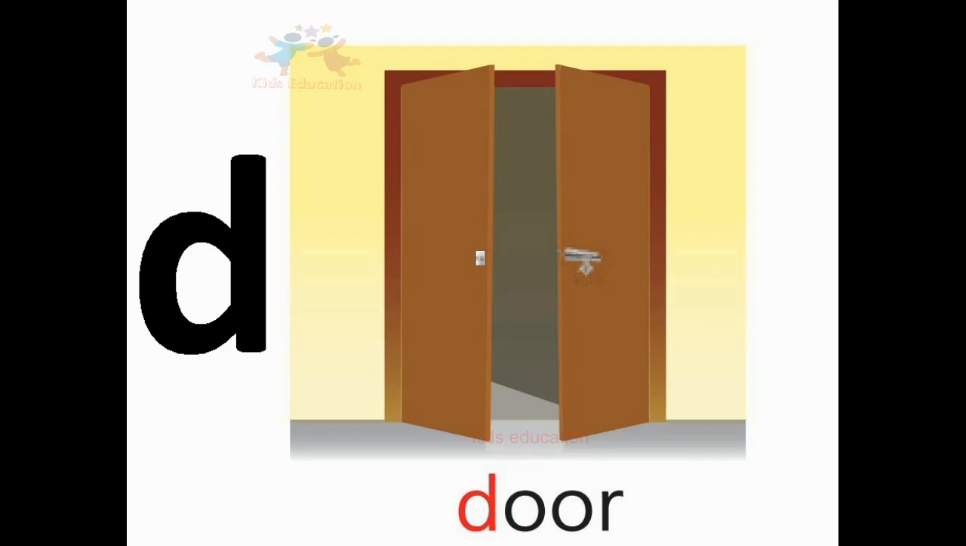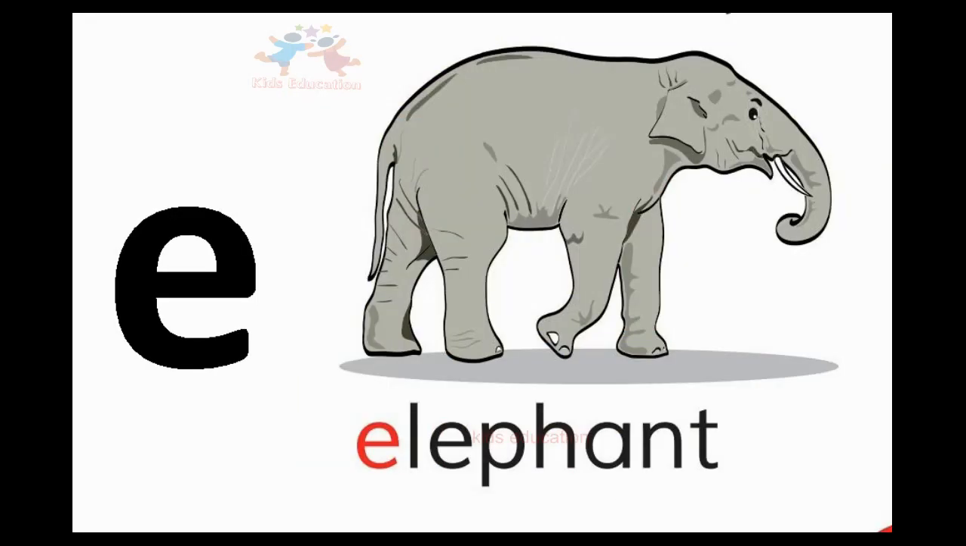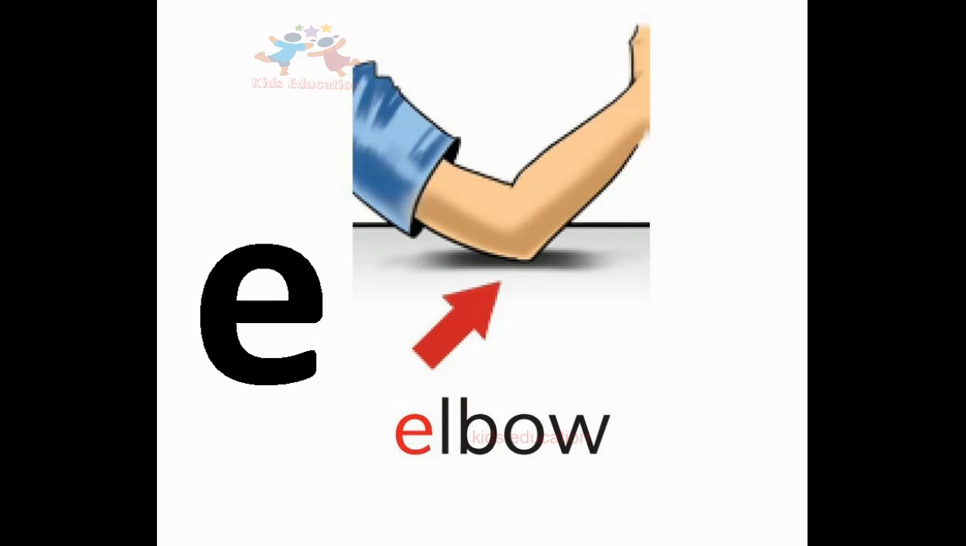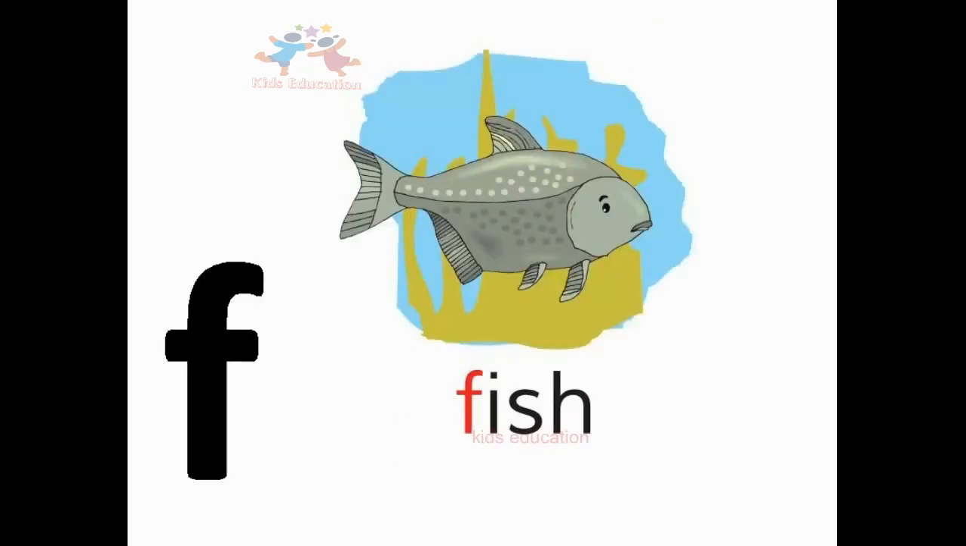D for door, door meaning darwaza. E for elephant, elephant meaning hathi. E for elbow, elbow meaning kohni. F for fish, fish meaning machli.